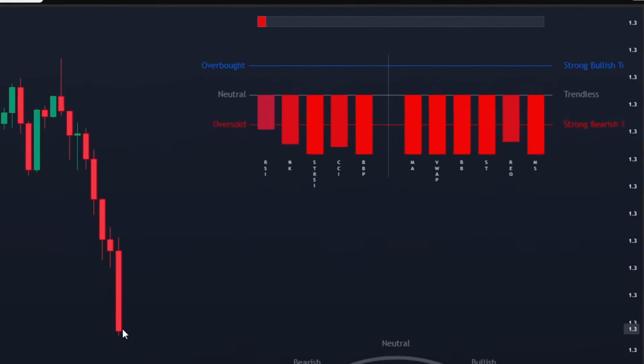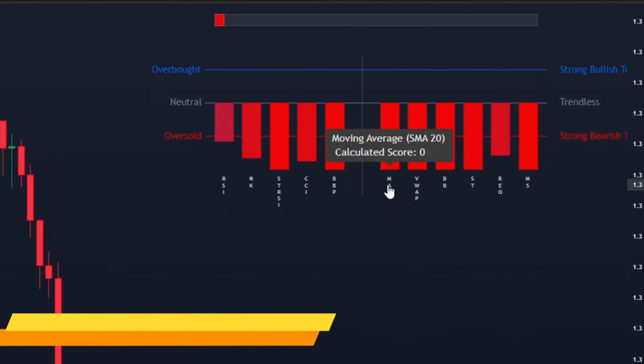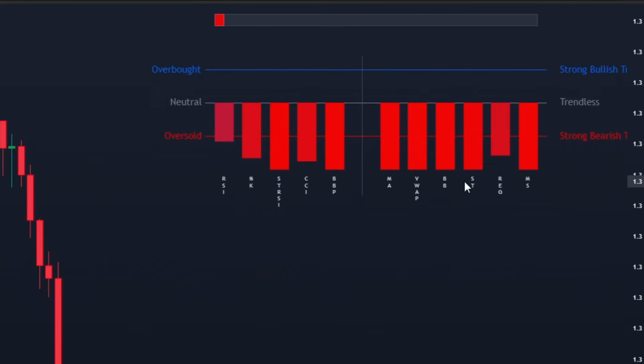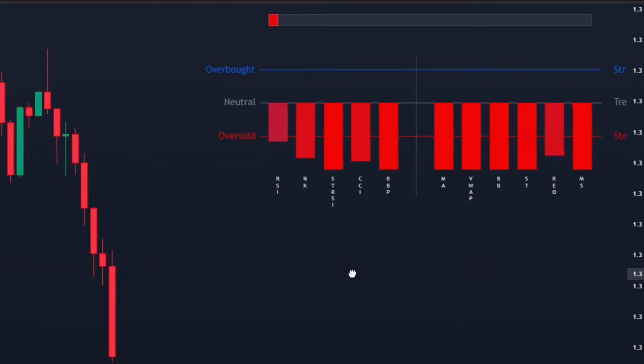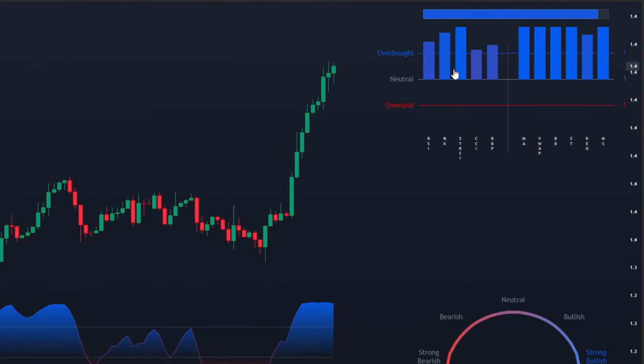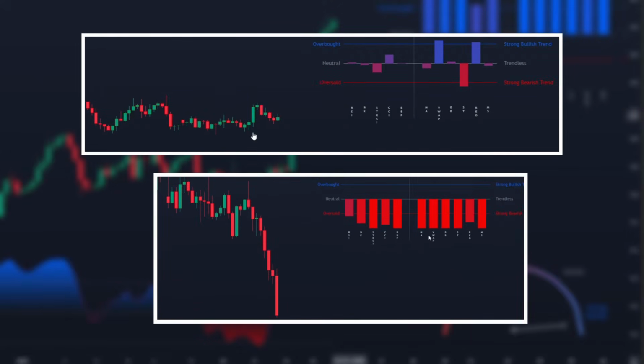On the right-hand side, you'll see the trend and volatility indicators. These include the moving average, VWAP, Bollinger Bands, supertrend, and linear regression. They work together to show you the strength and direction of the overall trend. When most of these trend indicators align to the upside, you'll see that reflected visually in the sentiment meter. When they start to flatten or point in opposite directions, it suggests consolidation or possible exhaustion.